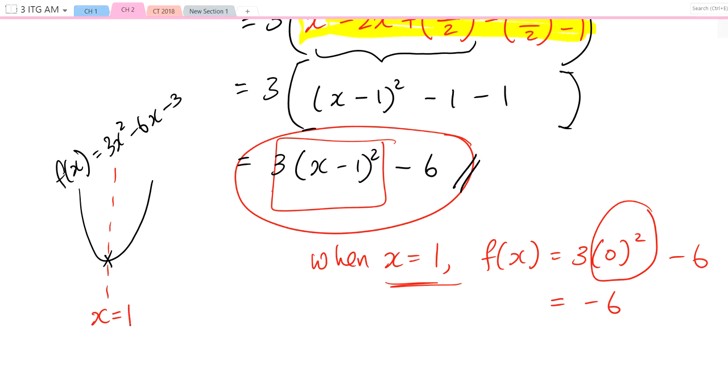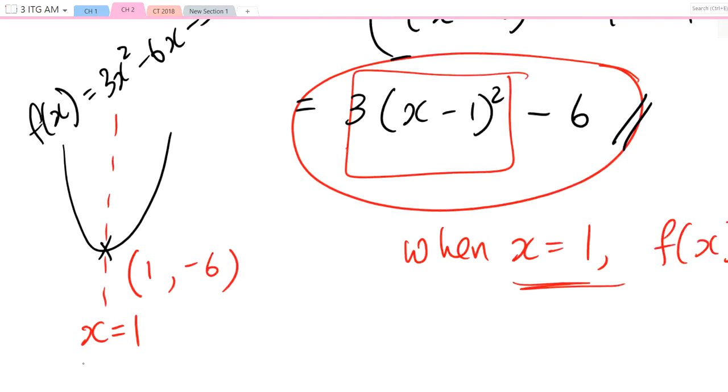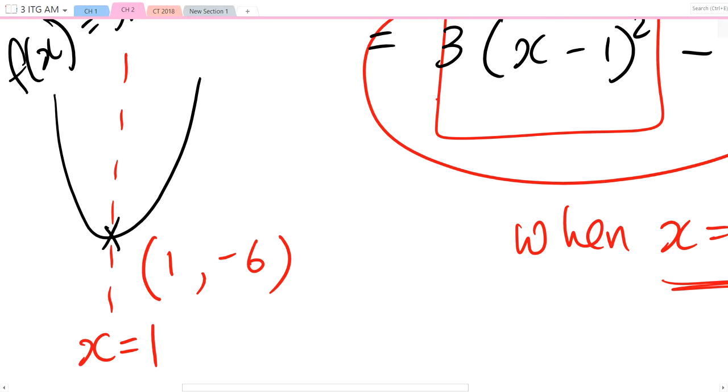Okay? With my line of symmetry, I now have to show my turning point. What is the x coordinate? Obviously 1. That's my x coordinate. What is the y coordinate? Sub in 1. So we know that it is negative 6. If I were to sketch it out, since this is the vertical line x equals 1, where is my y-axis? Left or right of the red line? Left. Yeah, it is on the left.